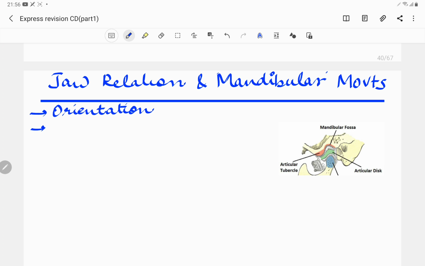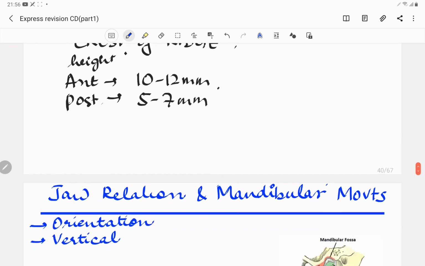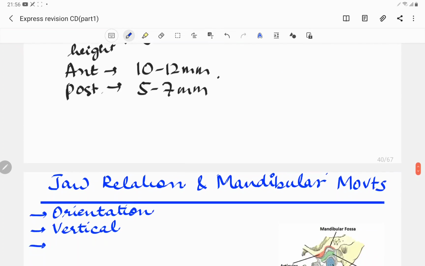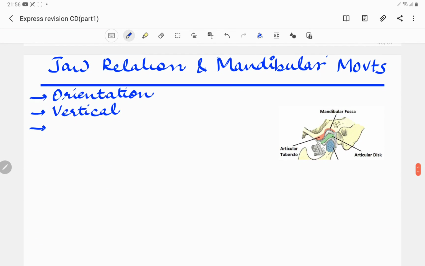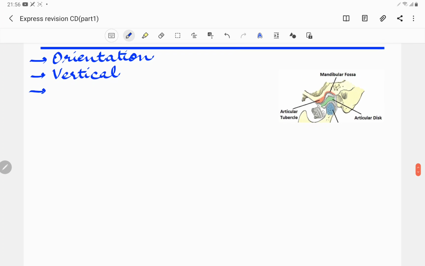It is just so easy to understand, and most of the students have been asking me to prepare a separate video on the mandibular movements. We'll eventually make that video. So before that, let's do some mandibular movements. For the jaw relation, we have three types: the orientation jaw relation, vertical jaw relation, and the horizontal jaw relation, right?